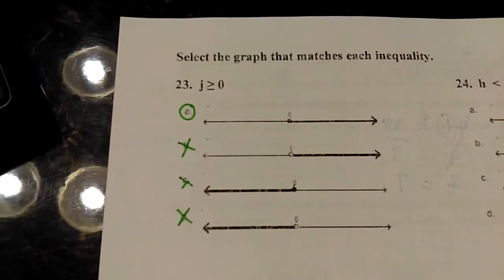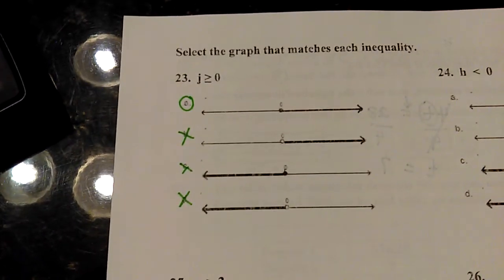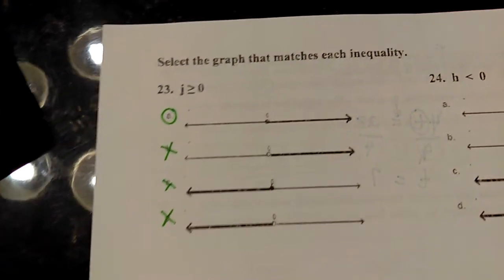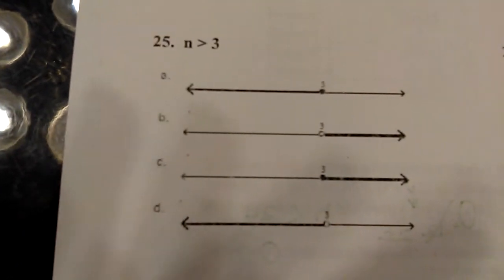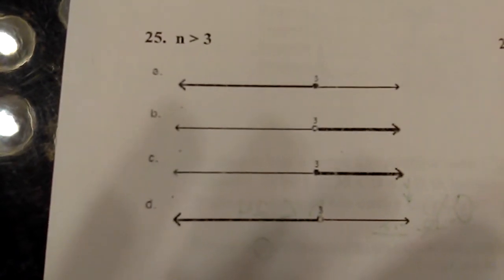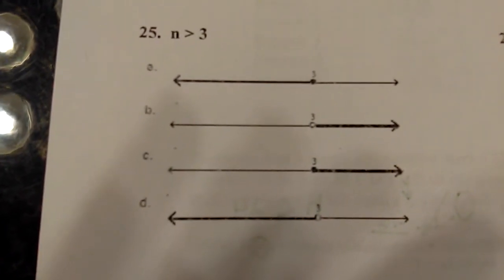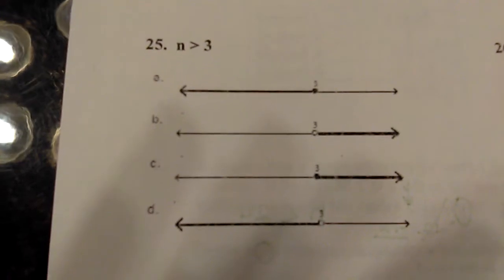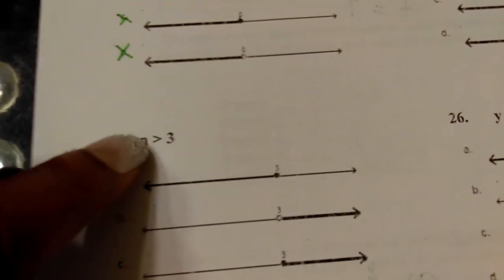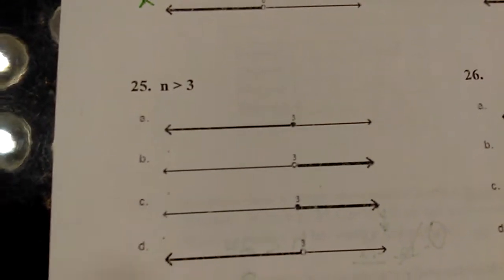All right. So now let's look at number 25. Number 25 is n is greater than 3. So we know that there's no line under there, so it's not greater than or equal to. So that means that it is an open circle.